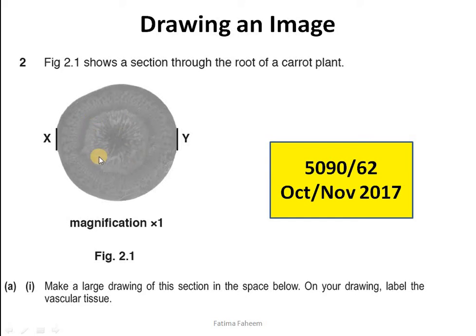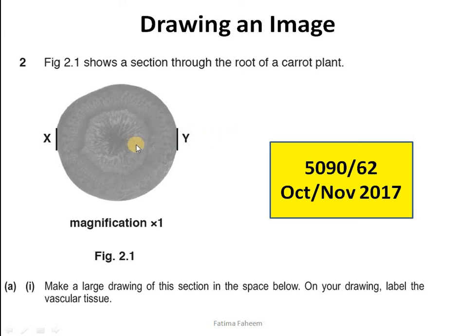There is a darker portion at the center of this diagram, and we know from our knowledge of transport in flowering plants that vascular bundles are present just right in the center of the root. So we can delimitate the area. We can draw a circle here to show that the vascular bundles are present in this area, and then you can sketch a label line and write vascular tissues.